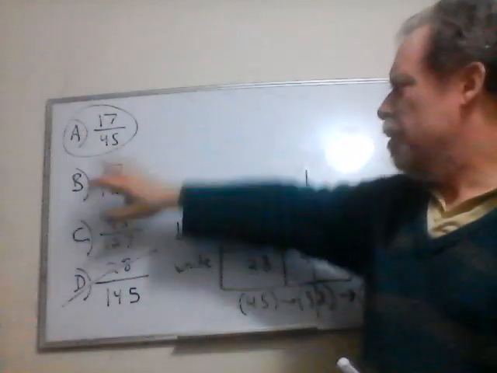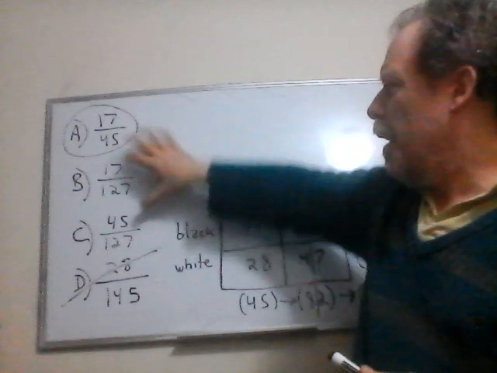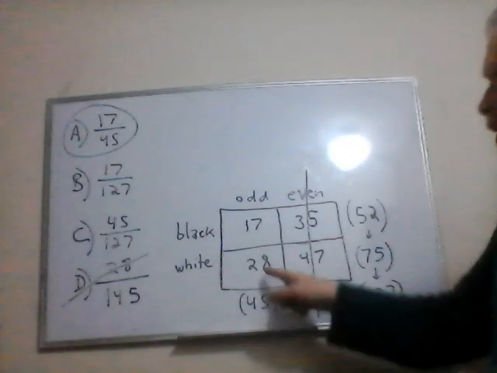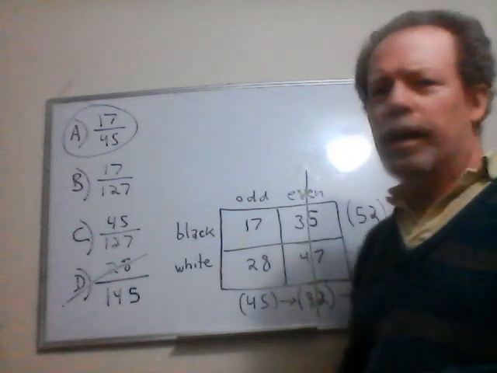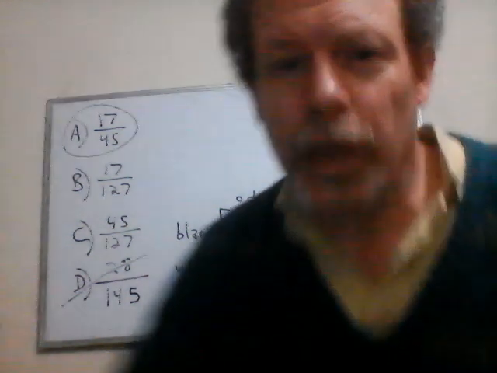So that sort of explains plausible reasons why somebody would get answers B or C here. Letter D, number 28 is in here, but this 145, I'm not sure where that comes from. So if you can tell me where the 145 comes from, I'll be very happy.